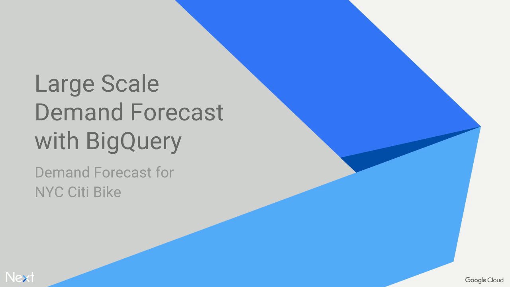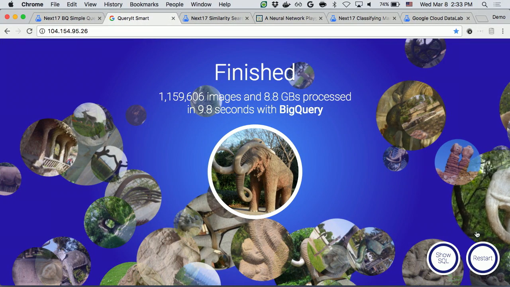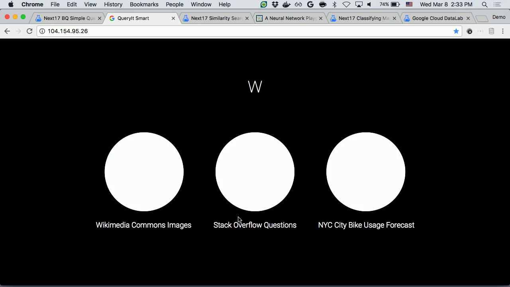So that was what I wanted to share about how you can combine the ML engine, machine learning, with BigQuery by using feature vectors. And at last, I'd like to share another interesting use case of BigQuery, which is large-scale demand forecast. Again, I'd like to go back to BigQuery Smart to show another cool demo.